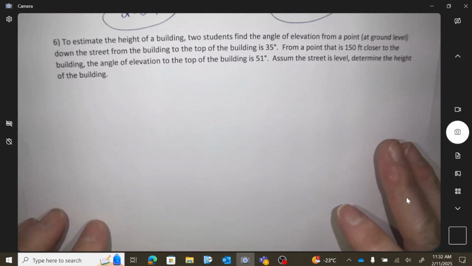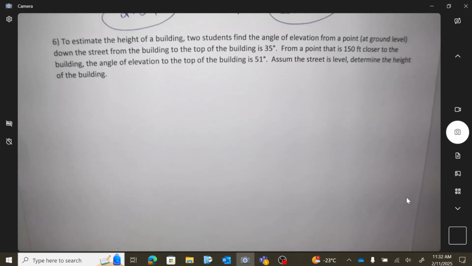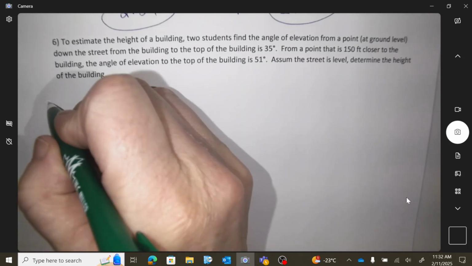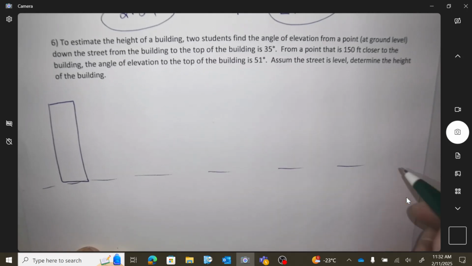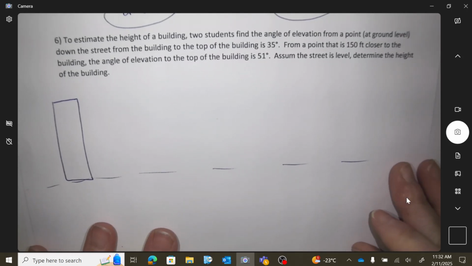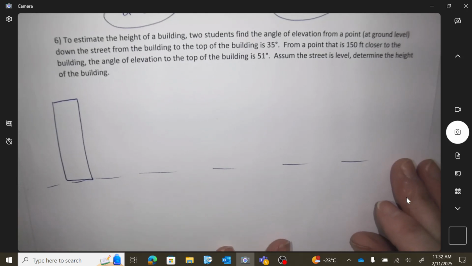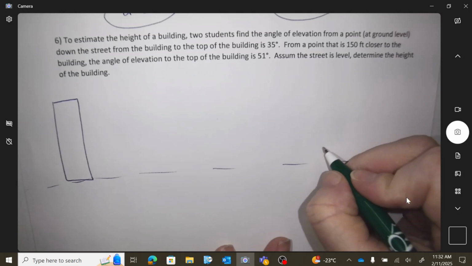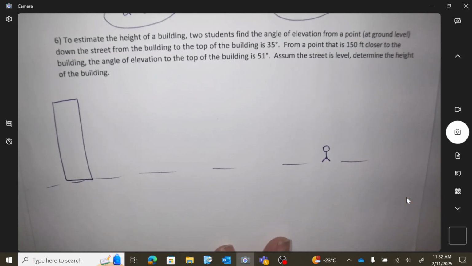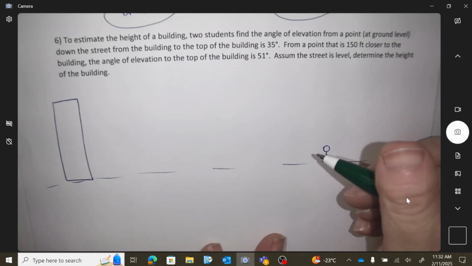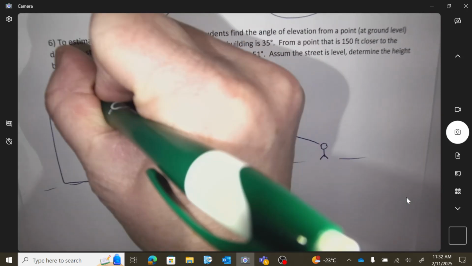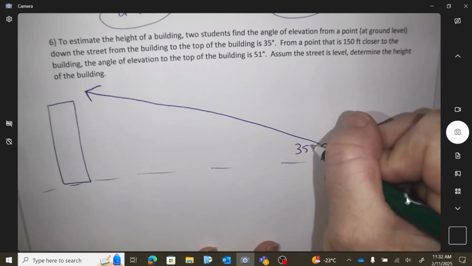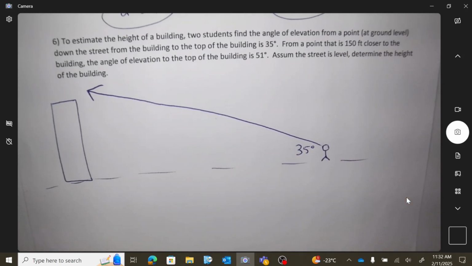Okay, word problems. This one will be on there for sure. Height of a building. Okay, so we have some students somewhere on the ground. Look to the top of the building, 35. To the top of the building was 35.